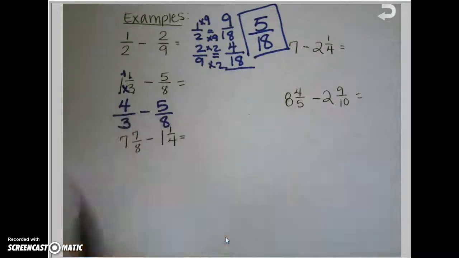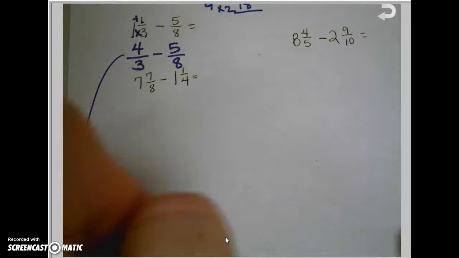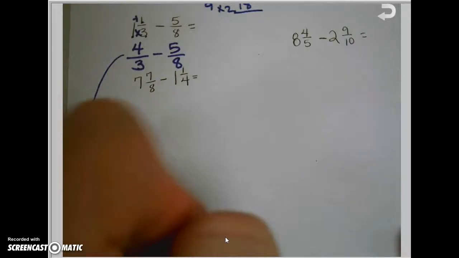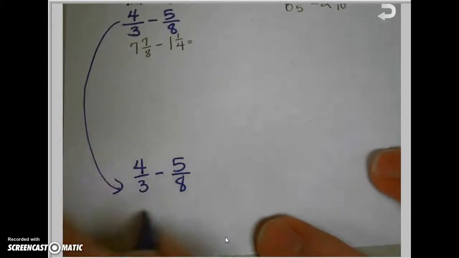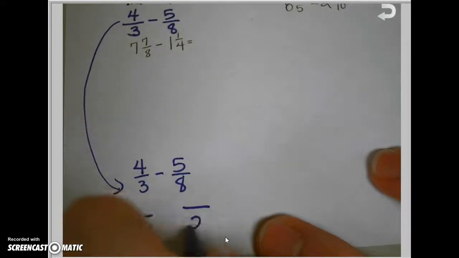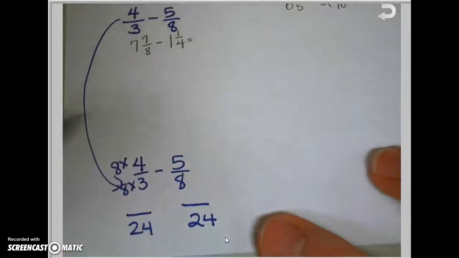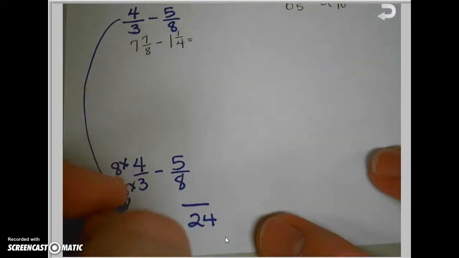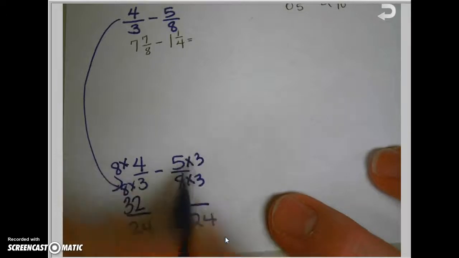Now I'm going to go ahead and move down here for some more workspace. Now I need to find that common denominator. So 3 and 8, I'm going to go for 24. And let's see, 3 times 8 is 24, so same thing to the top, got to be equivalent. 8 times 4 is 32. 8 times 3 is 24, so 5 times 3 is 15.